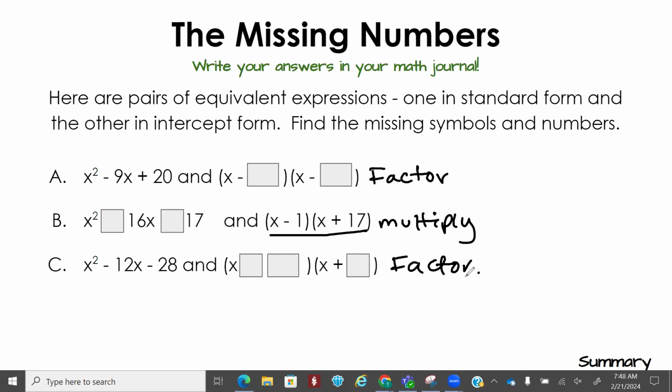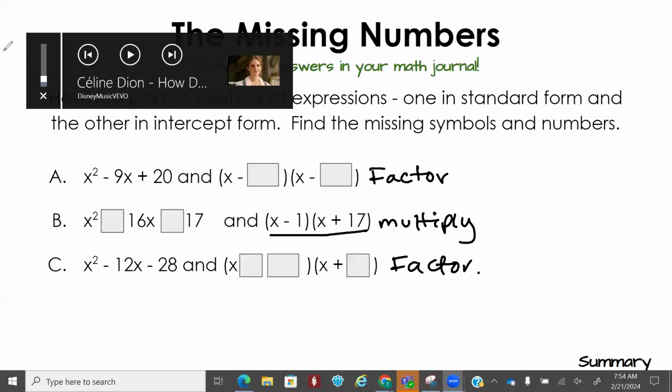Take a second, try these 3, because you need to be comfortable with going forwards or backwards. Y'all see it? Yeah, it says missing numbers on there. Go ahead and take a moment, try these three, and then we'll move forward. To be comfortable with whether they say factor or whether they say multiply. So if they say factor, you're breaking it apart. If they say multiply, you're putting it back together.